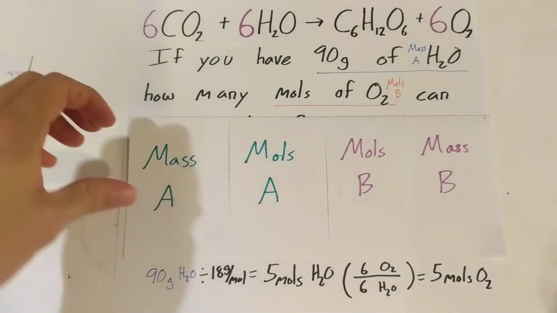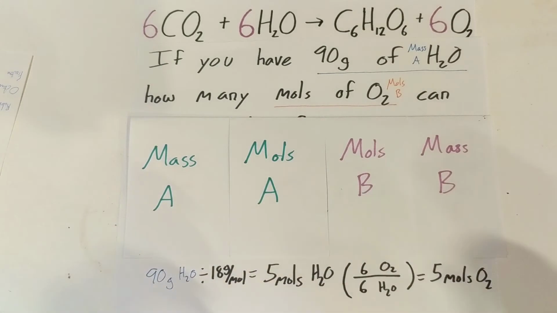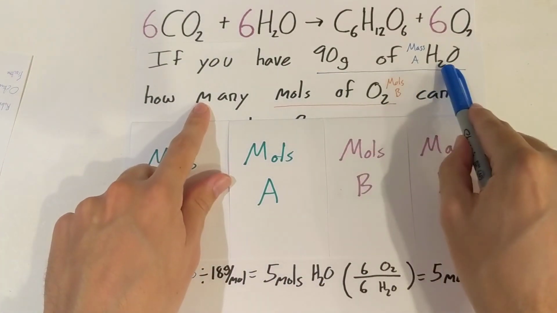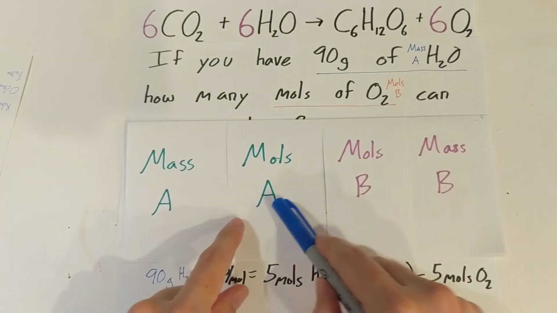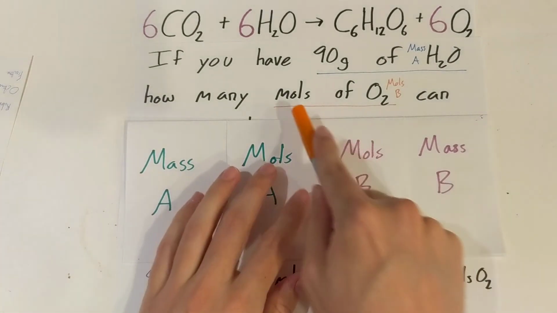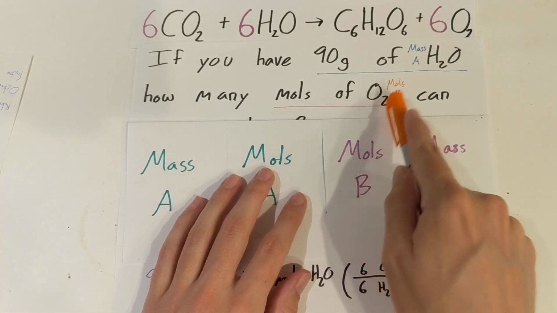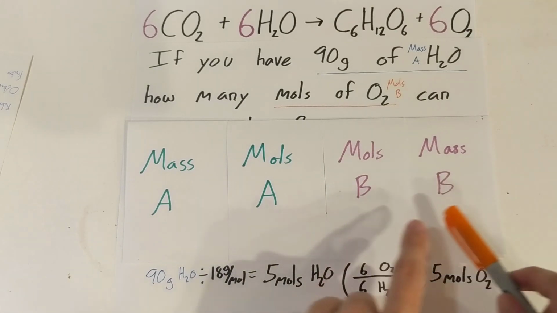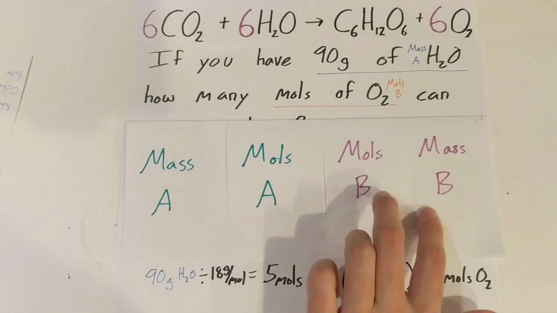So I'm hoping this helps you figure out how to identify in your question, what do you start with and where to start on your foldable? Where do you end and where that's going to be on your foldable, whether it is moles or mass.